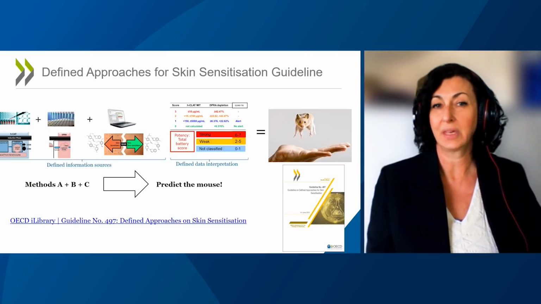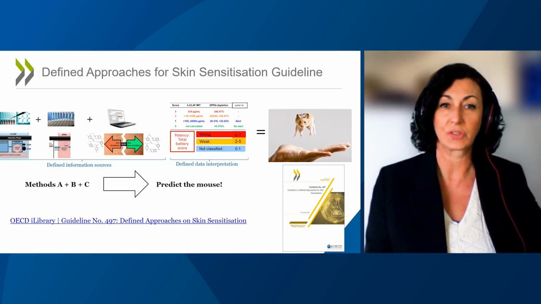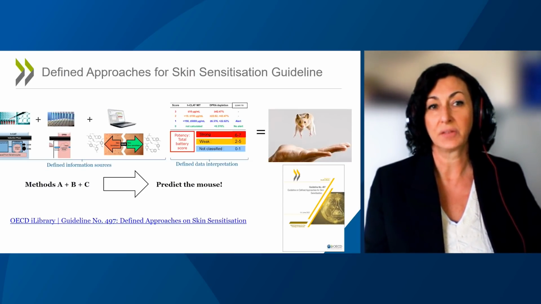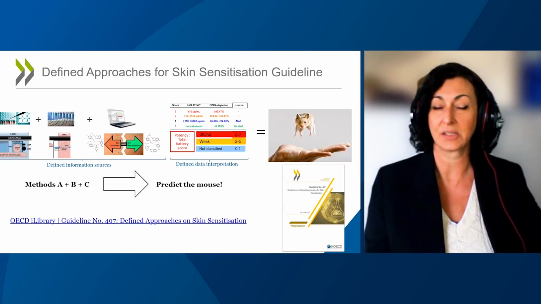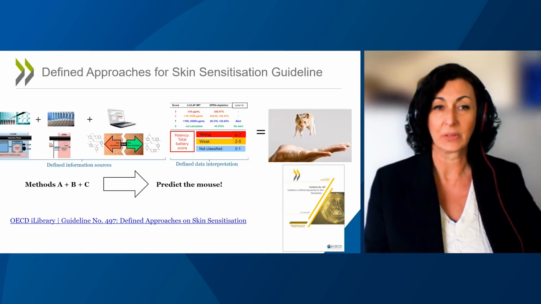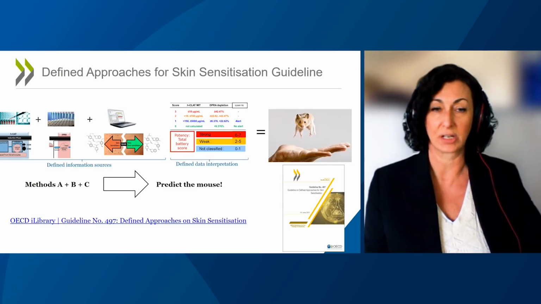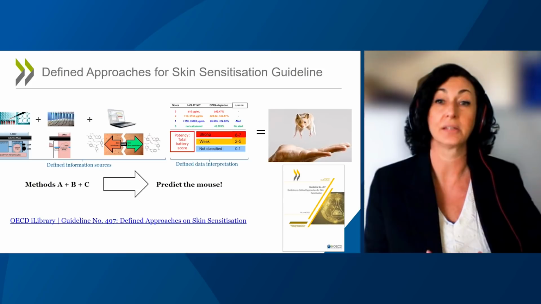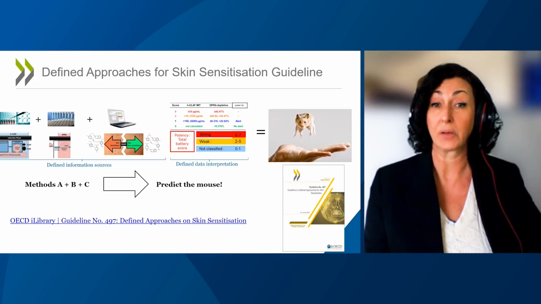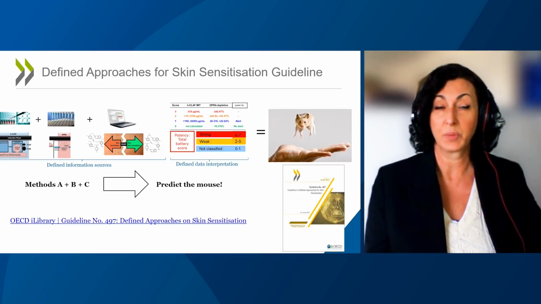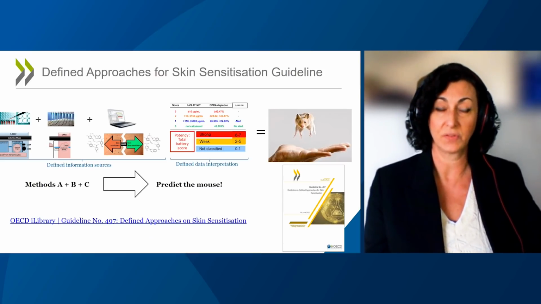So to touch on one of the key elements of how the toolbox is being used currently, and this is really a recent development from the OECD side, I'd like to bring your attention to the defined approaches for skin sensitization guideline. This was released in just June of 2021, and it's the first guideline of its type. So in the defined approach for skin sensitization guideline, we have methods that are used in combination to arrive at the same level as the reference test method, in this case, the mouse local lymph node assay test, for predicting human dermal sensitization response.